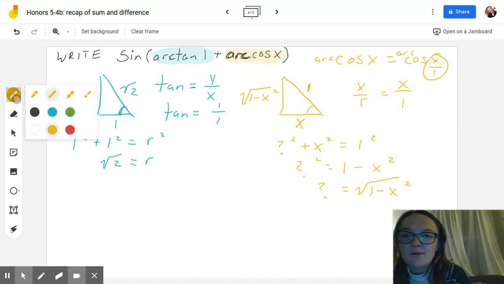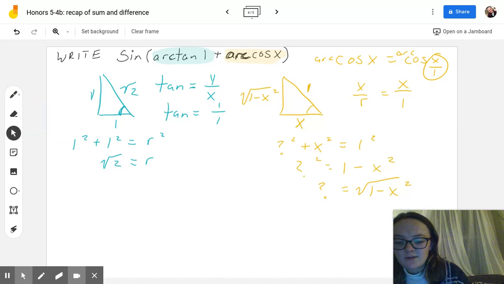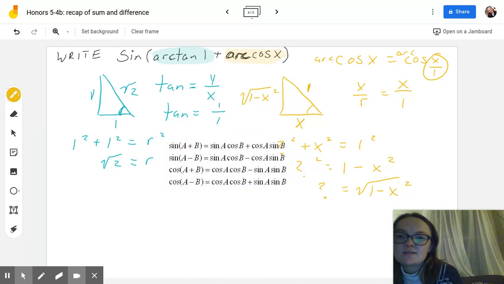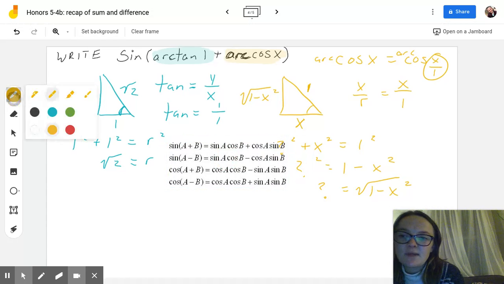All right, now we have enough to figure out the answer. Let's go ahead and put our identities in here. I know that this is the sine of something plus something. That's the sine of something plus something. So let's go ahead and find that. Sine of something plus something.